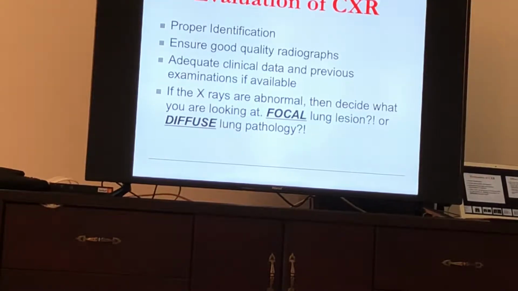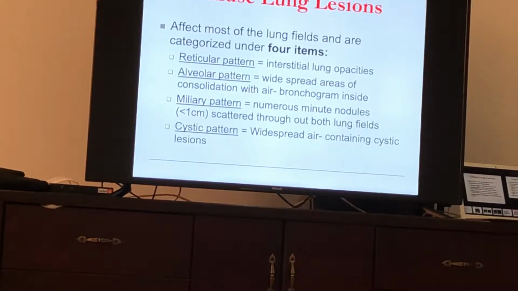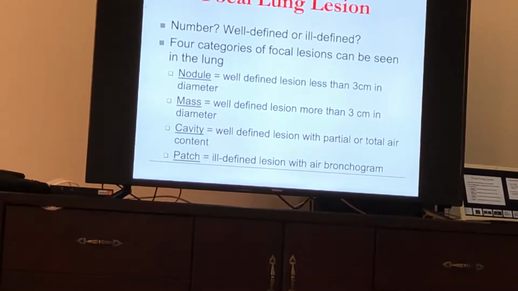You can call it the rule of 4 if you want, it's up to you. So regarding diffuse disease, you have to classify it as either reticular, alveolar, miliary, or cystic. And if it's focal, then it's either a nodule, a mass, a cavity, or a patch. And we've already seen those examples.